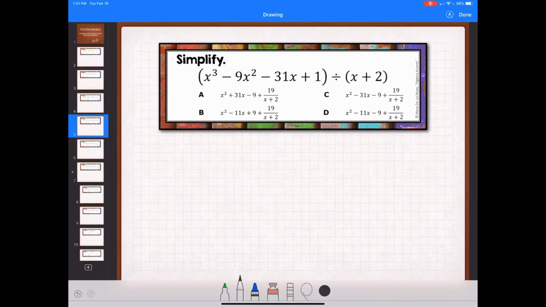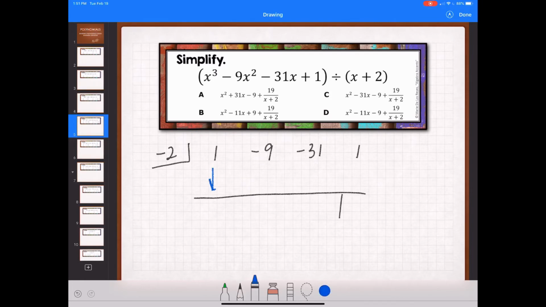So now we're going to set it up. 1, negative 9, negative 31, and 1. In this corner, we have negative 2. Bring down 1, multiply the corner. 1 times negative 2 is negative 2. Add, negative 9 plus negative 2 is negative 11. Multiply negative 11 times negative 2, positive 22. We're going to add, that gives us negative 9.